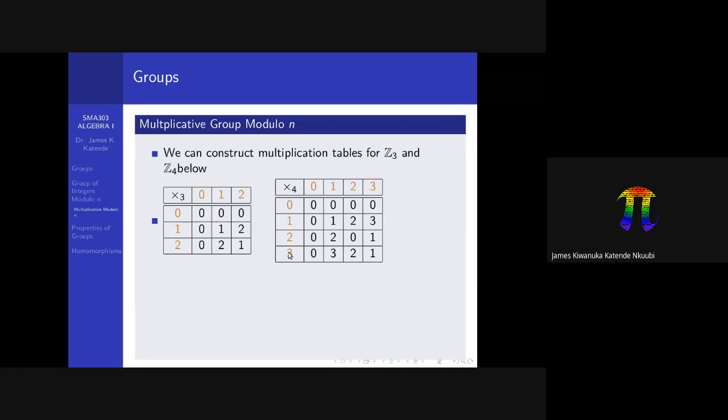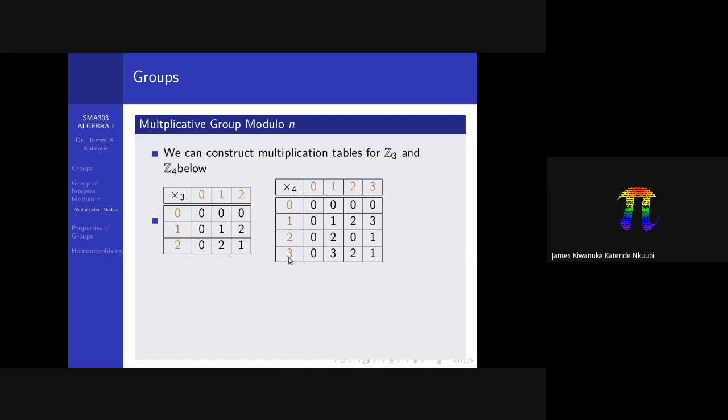So for instance, if I multiply 3 by 3 modulo 4, I will get 9, but 9 gives me remainder 1. There must be an error here. Two times 3 should be 2. This should not be 1. This should be 2. Right? So make that correction. Because if you multiply 2 by 3, you get 6. 6 gives remainder 2 when you divide by 4. The rest I think are fine.